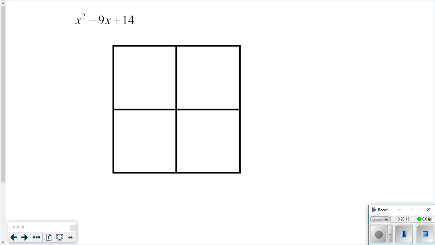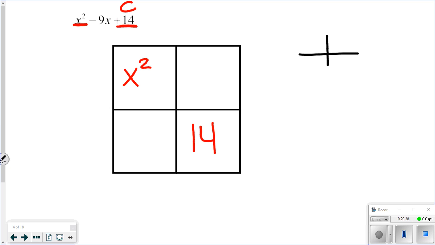Okay, let's do one more example, and then tomorrow we'll do the box method a lot more, and we'll add it to a note sheet. Okay, so my x squared, this first term, goes in the top left box. My constant term, my c, goes in the bottom right corner or box. And we're looking for what two numbers multiply to get that c term, the constant that we just wrote down, which is 14, and add to get our middle bx term, which is a negative 9.